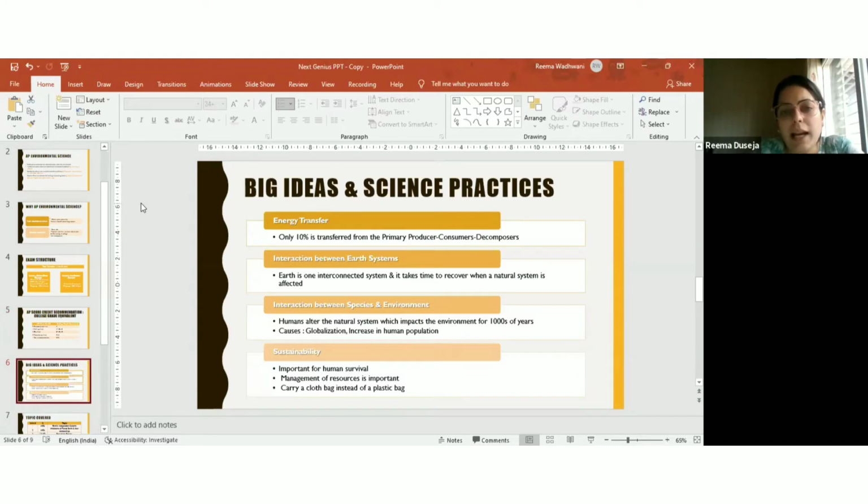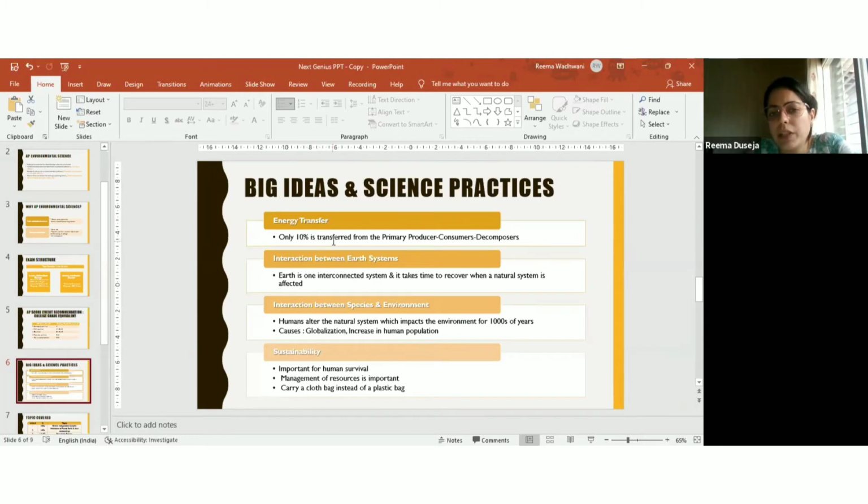Whenever you look at the AP Environmental Science curriculum, whether you go through the books or the course content, you will notice that there are 4 major ideas. There are 4 big ideas and science practices, basically. So your entire curriculum is interlinked or comes under these 4 headings, starting with energy transfer.